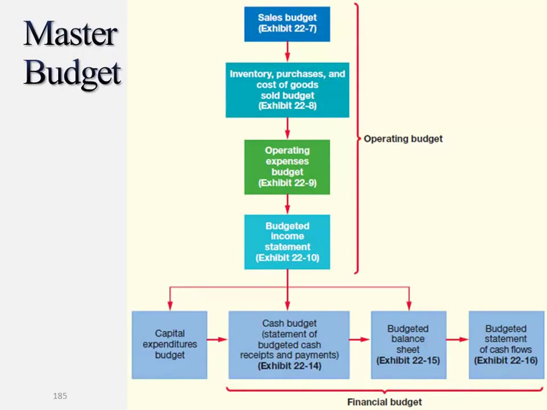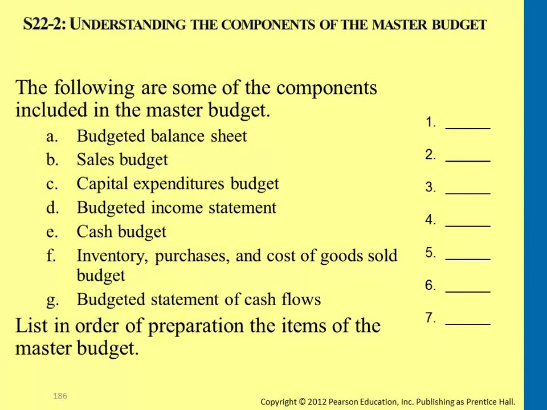All right, let's do a quick exercise just on the components, the structure of budgeting. If I give you A, B, C, D, E, F, G, and ask you to list the preparation steps of all these budgets, which one do you think is the first one? Sales, and then inventory, purchases, cost of goods sold. So you can think of this because every time you make sales, you also have cost of goods sold entry listed. So F is the second one.